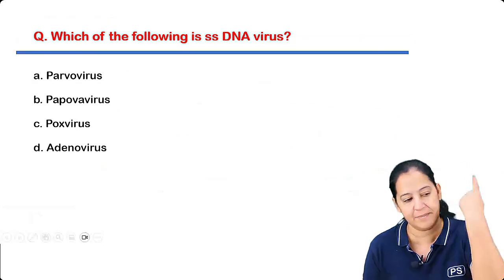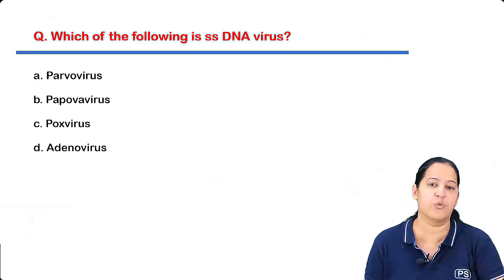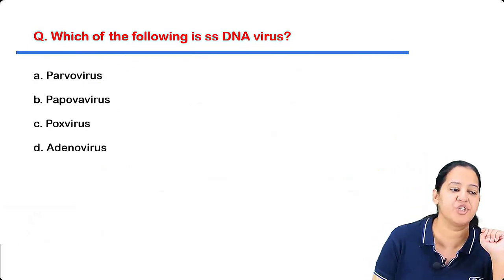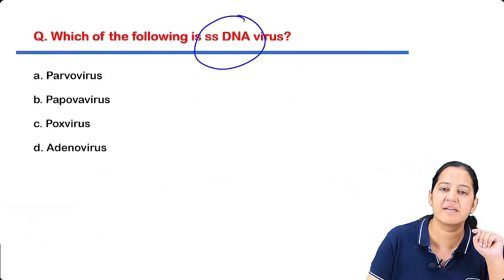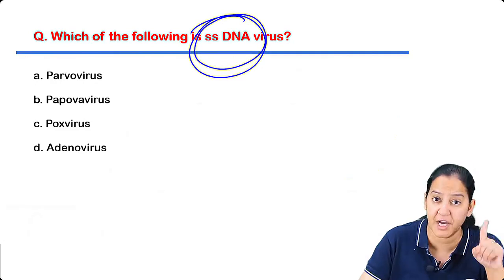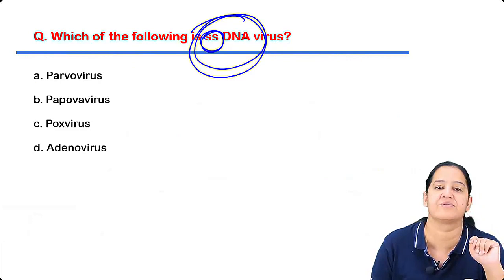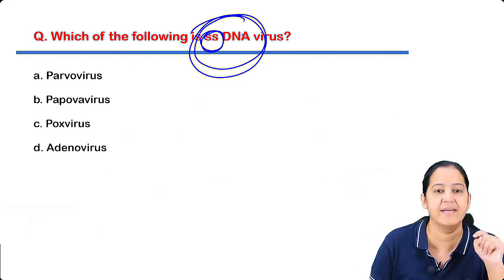Read the question. Tell me the answer. Both of them are PYQs. It is a PYQ of FMG only. Which of the following viruses has single-stranded DNA? I am asking a unique thing. DNA is never single-stranded. Only in one it is single-stranded. What is the correct answer? Yes, the correct answer is parvo.